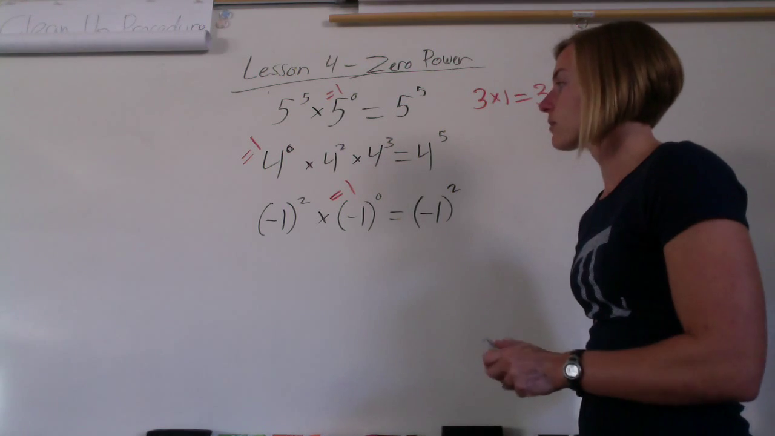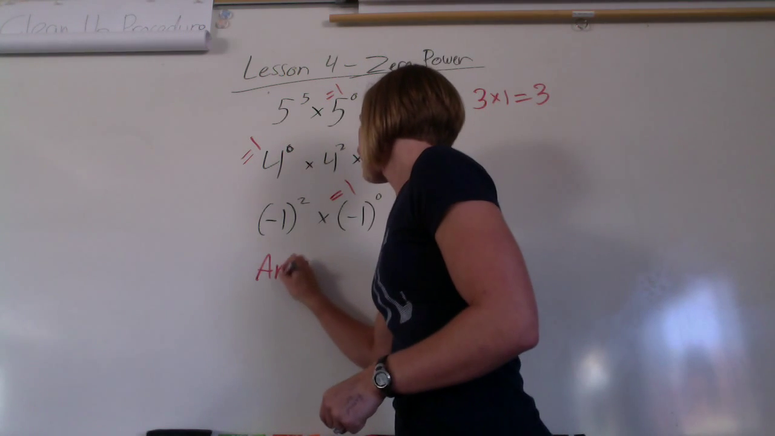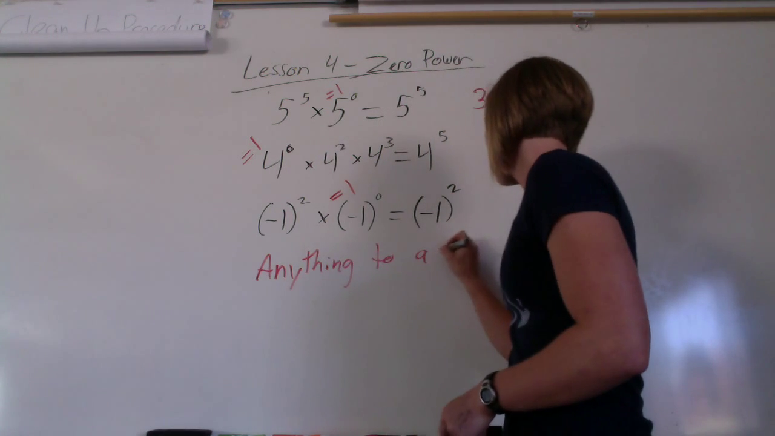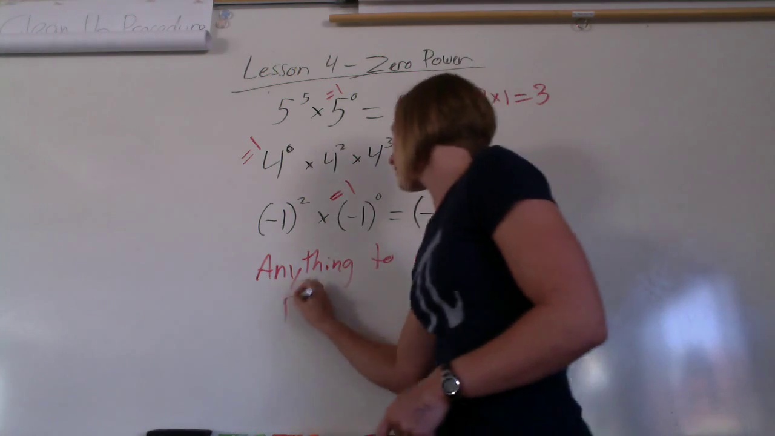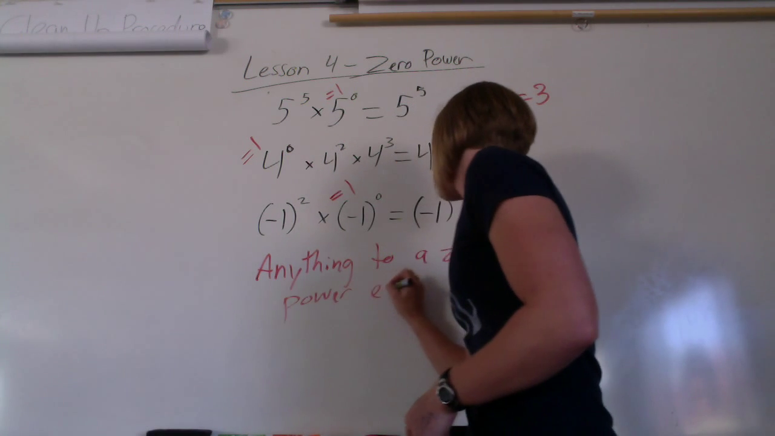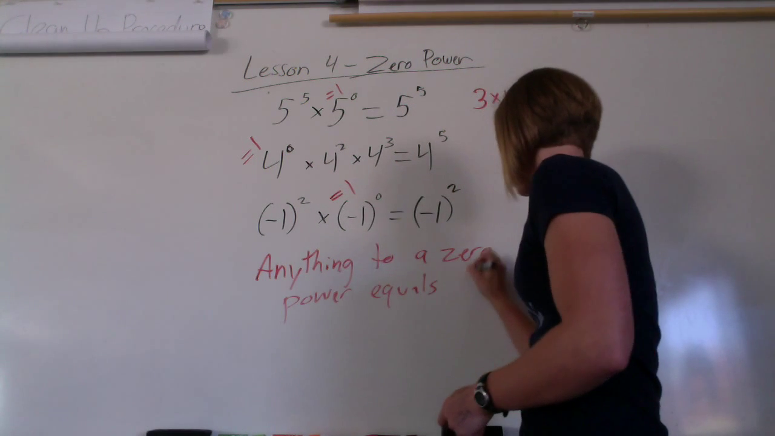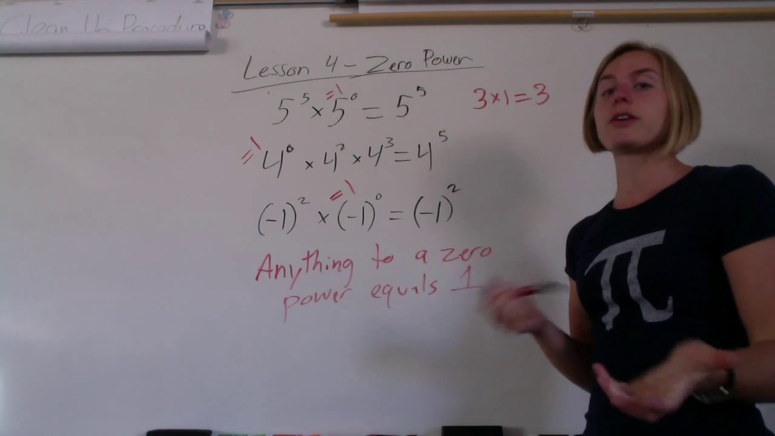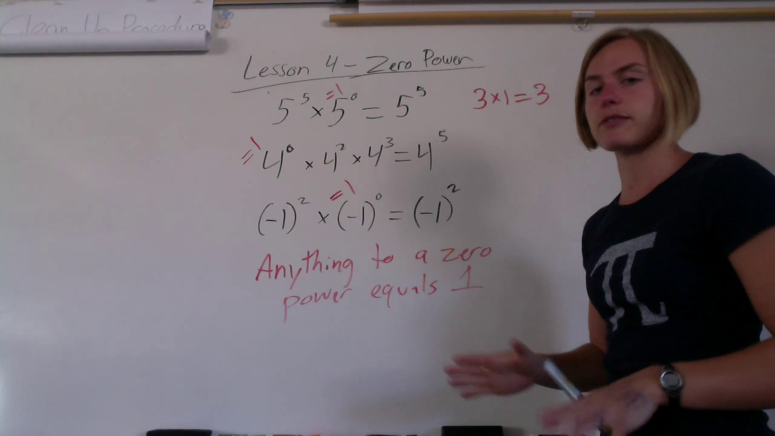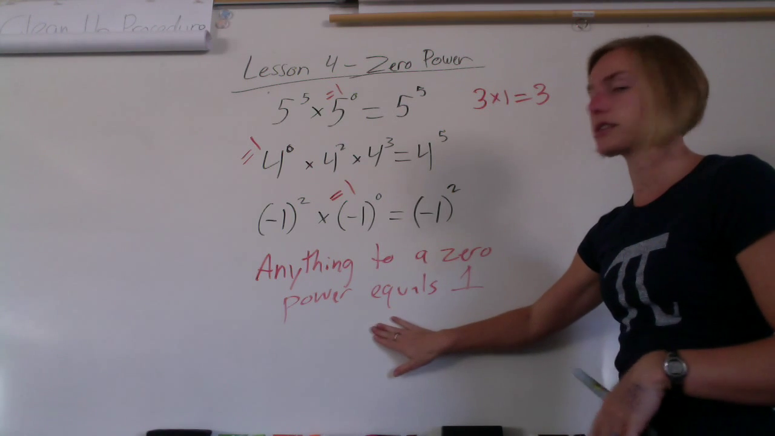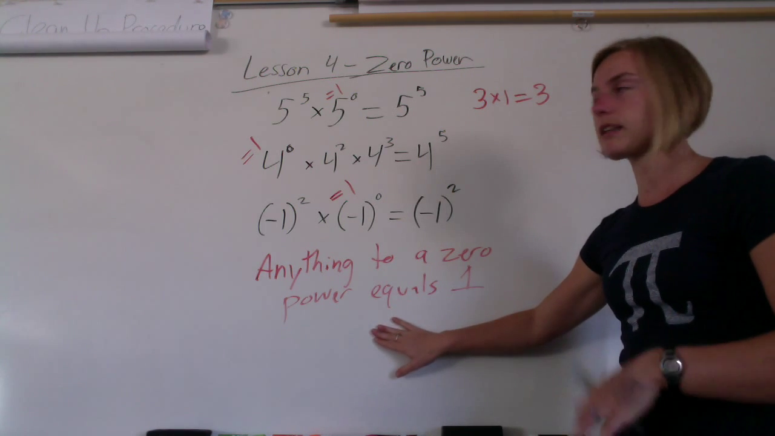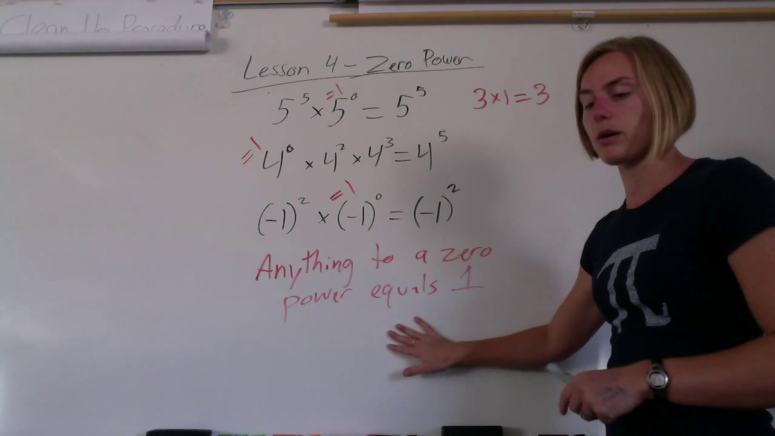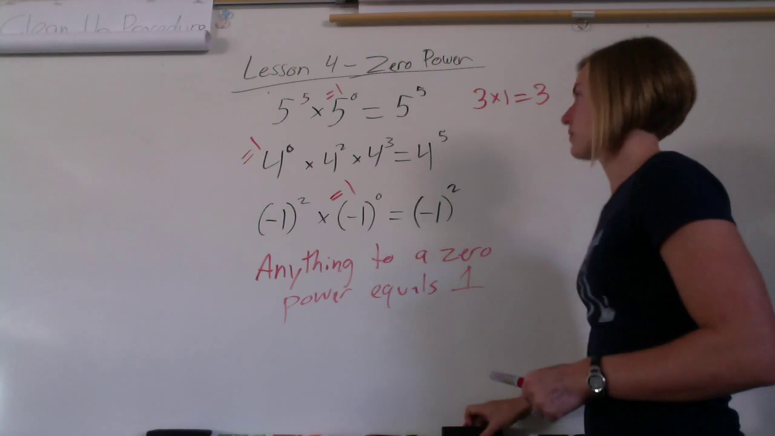So our 0 power rule is that, again, anything to a 0 power equals 1. Unless, of course, it's 0 to the 0 power, which you remember from the last video is undefined. But you don't have to know that for this class. You just need to know anything to a 0 power equals 1. Okay? Even if it's exponents, fractions, negatives, anything like that, it's going to equal 1. So let's take a look at some examples of this.